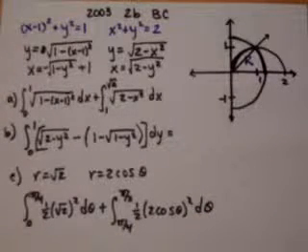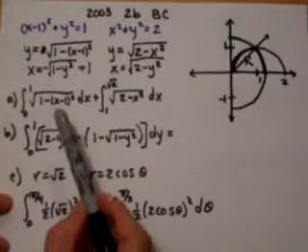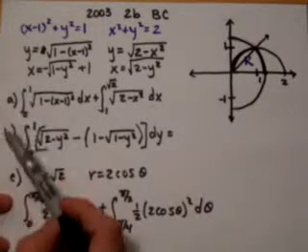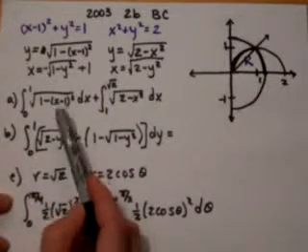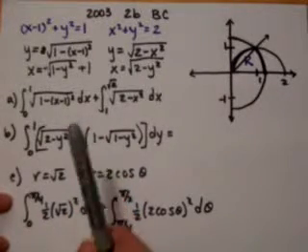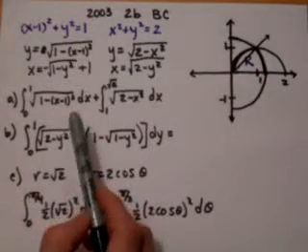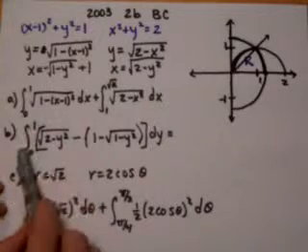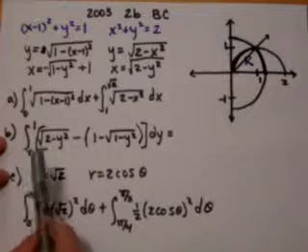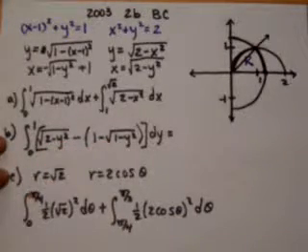Points on this one: 3 points for each part. For A, we have 1 point for the limits of integration, 1 for the integrand of the smaller circle, and 1 for the integrand of the larger circle. You can also get a point if you did the geometric area for the smaller circle on A. For B, 1 point for the limits of integration, and 2 points for the integrand, here are these two parts with the minus.